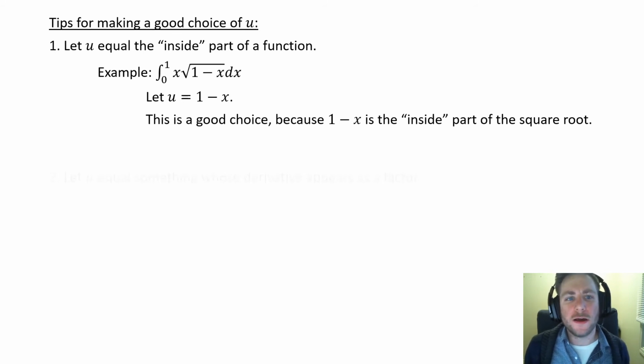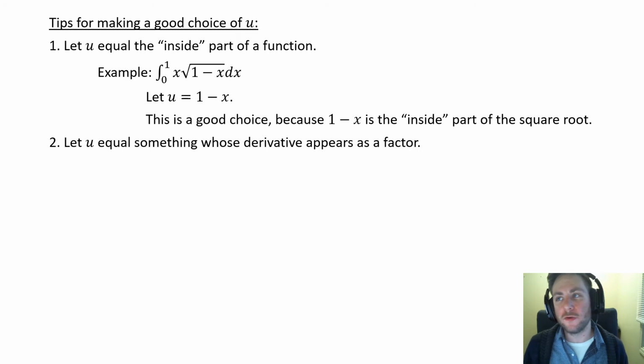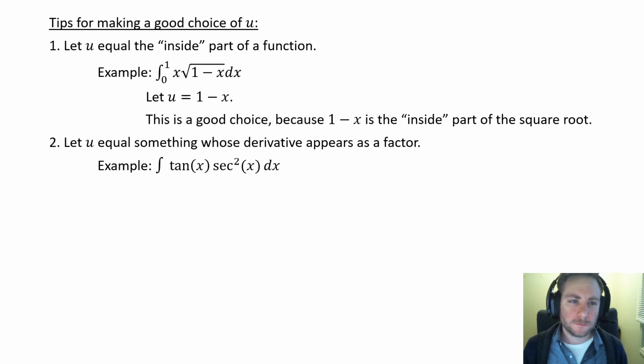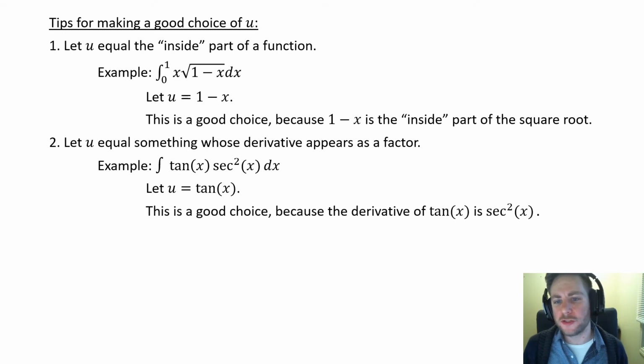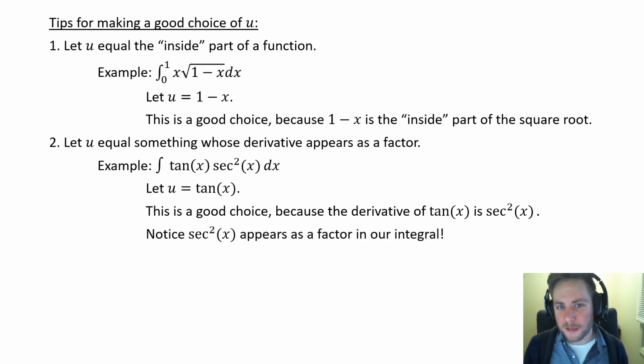Another thing that you should look out for is letting u equal something whose derivative appears as a factor. Let me show you what I mean by that. Consider this integral of tan x times secant squared x. It turns out that the correct choice here is to let u equal tan of x. And here's the reason for that. You should remember from your first calculus course that the derivative of tan of x is secant squared of x. And as you'll notice, secant squared x does appear as a factor in our integral. So according to the tip I've given here, this might make a good choice of u.